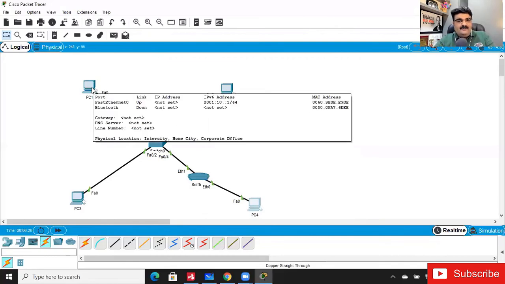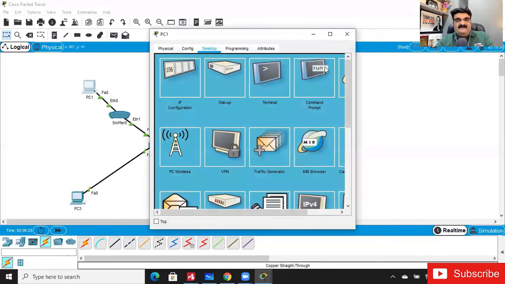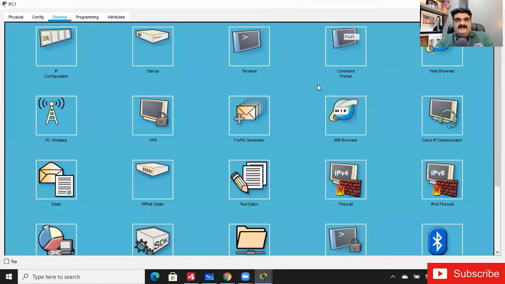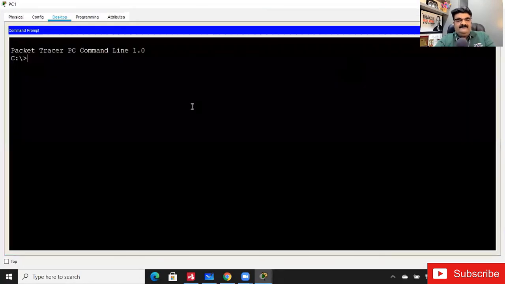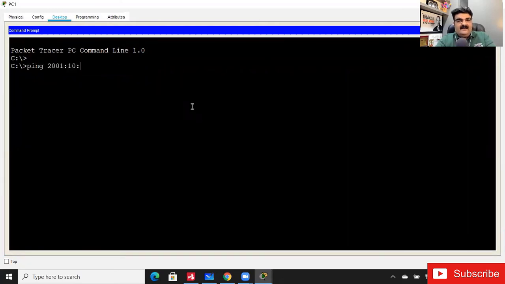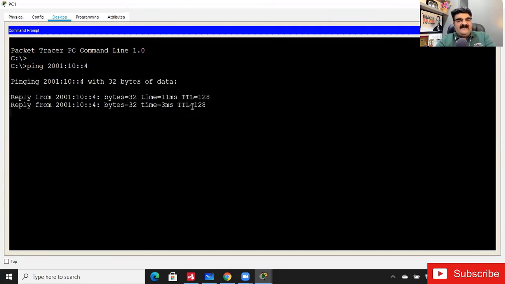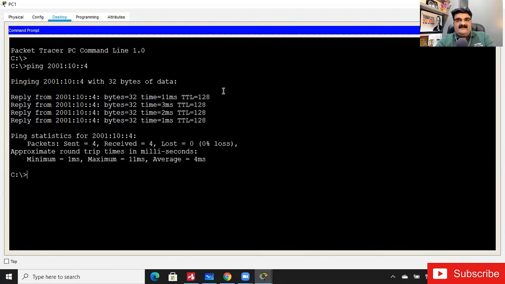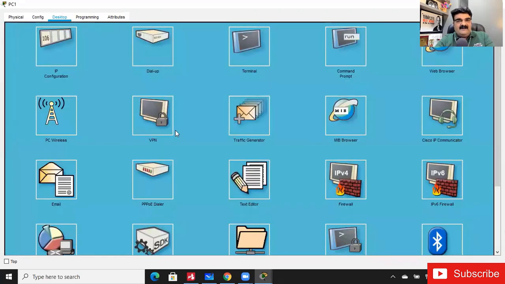Now what I'm doing right now, I'm going to PC1. I'm going to the command prompt, and I will ping 2001 colon 10 colon 4. Yeah, I'm getting ping. It is ICMPv6. So I'm getting my ping.